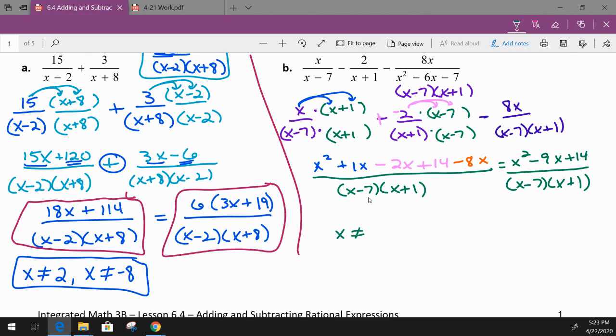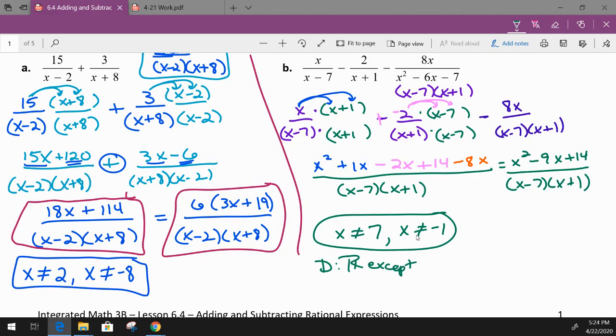So our denominator has an x minus 7, which means x cannot equal positive 7. If you have a factor of x plus 1, x cannot equal negative 1. So these are your undefined values, or your domain. You would say your domain is all real numbers except when x equals 7 or x equals negative 1. So that's another way of writing the domain or your undefined values.